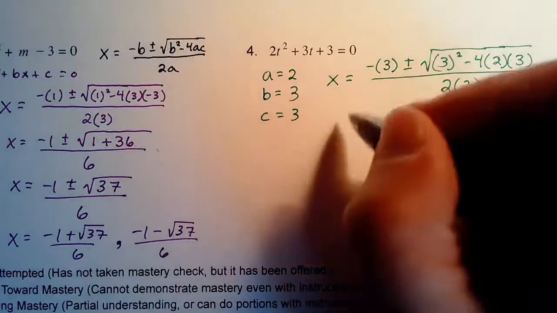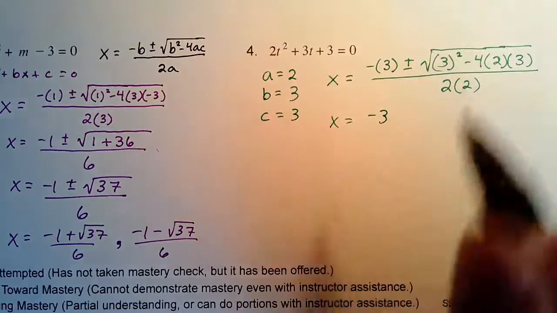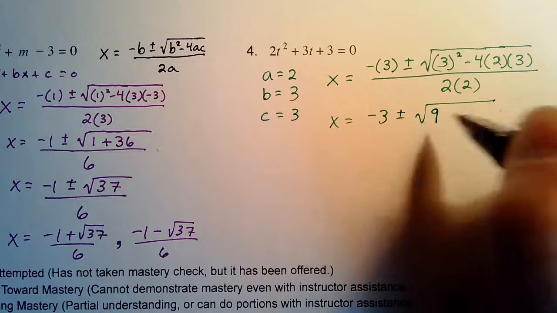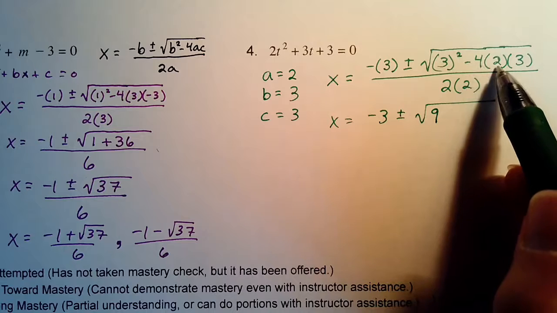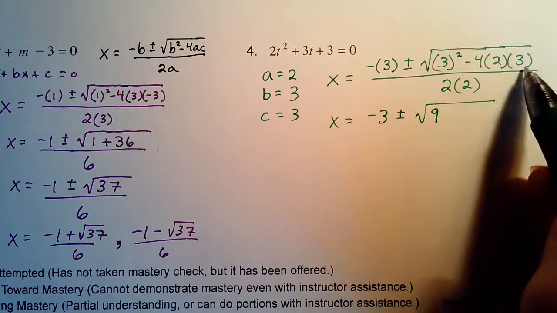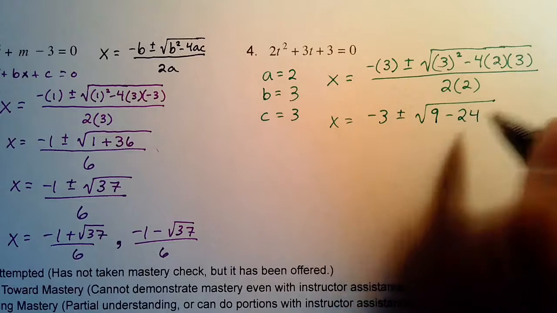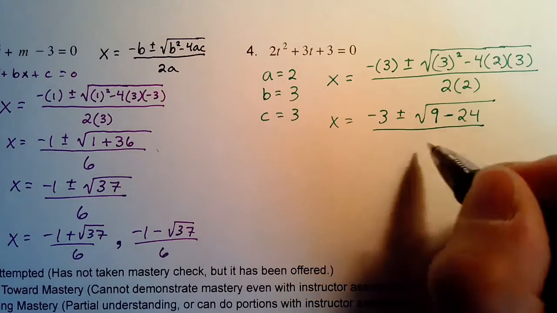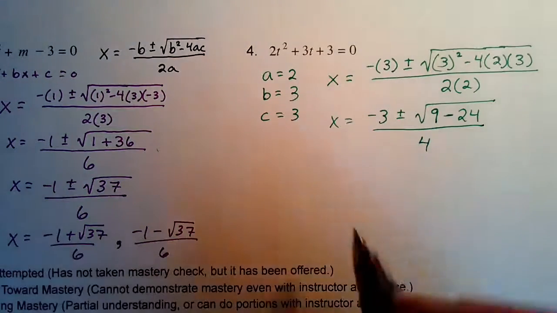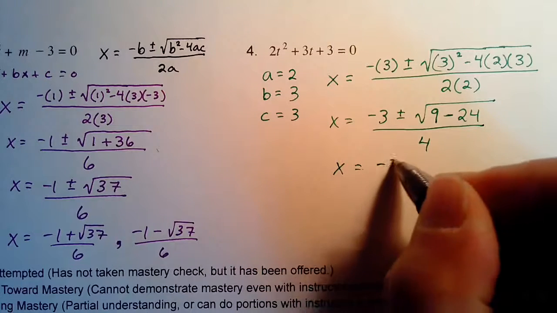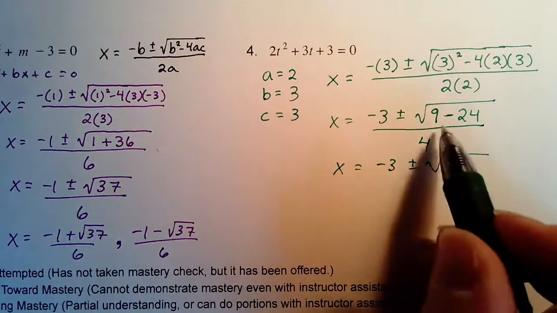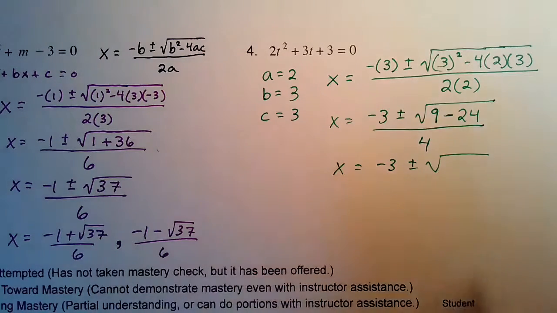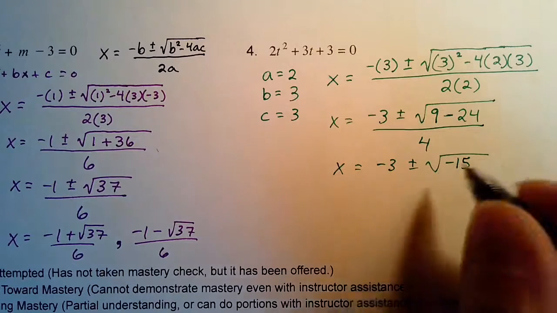So now as we go through to simplify this, this is going to become a -3 plus or minus the square root of 3 squared is 9. And then I've got -4 times 2 is -8. And then -8 times 3 is -24. So that's going to make it subtraction. And then 2 times 2 is 4. So now as I continue to simplify, I've got to do 9 minus the 24, and that's going to be a -15.